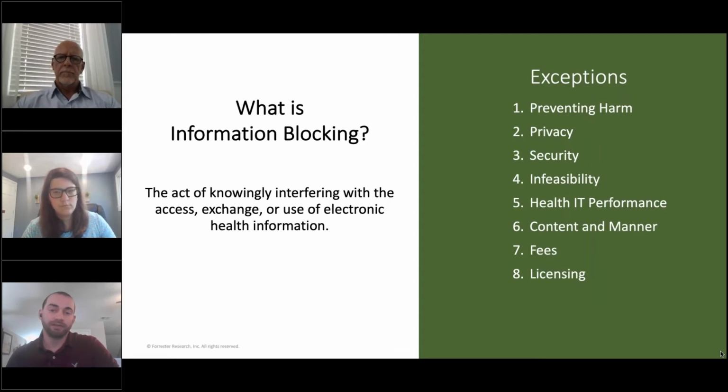The preventing harm exception is considered when we believe that EHI may cause harm to a patient or another person. For example, if we know we have a patient that has been diagnosed with depressive disorder and has had suicidal ideations, it may not be in their best interest to see their cancer diagnosis on their phone prior to talking to a doctor.